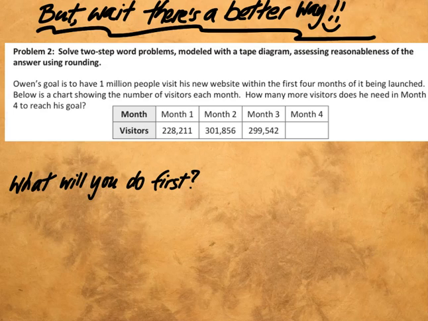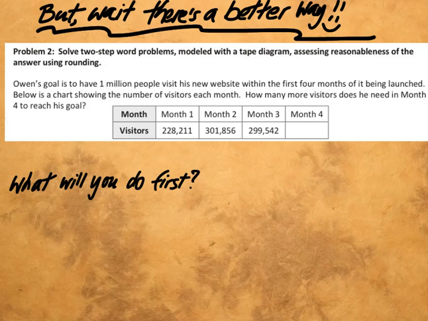It'll be fine, really. So I'm going to read the problem to you, and we're going to tear into this thing. So it's a two-step word problem modeled with a tape diagram assessing reasonableness of the answer using rounding. What? I will show you what that all means.